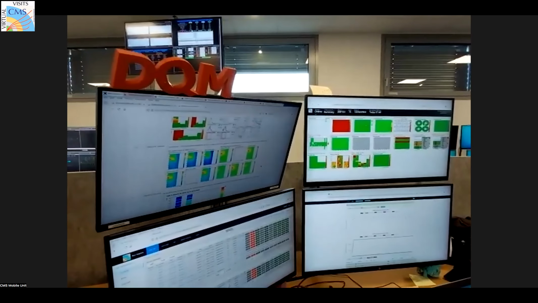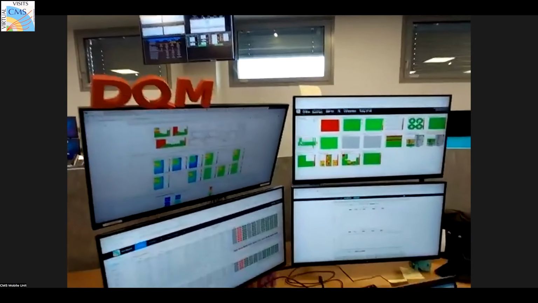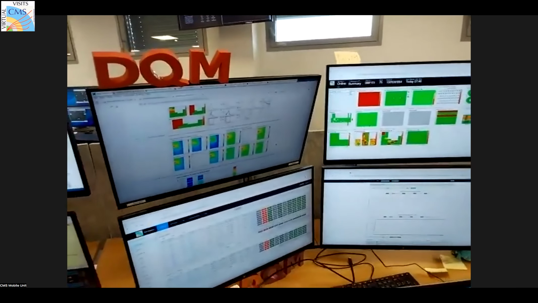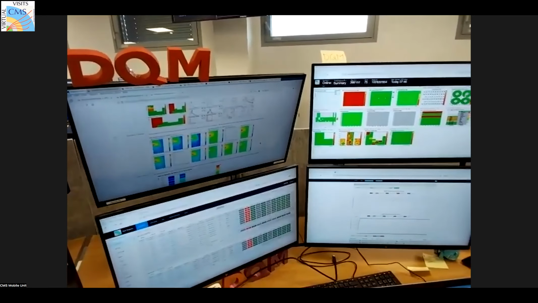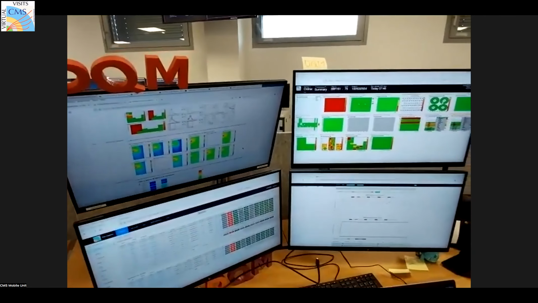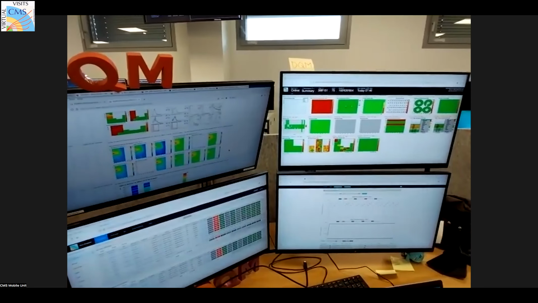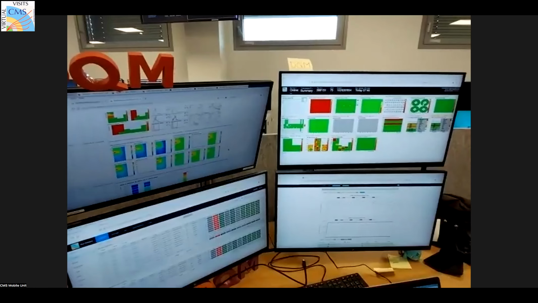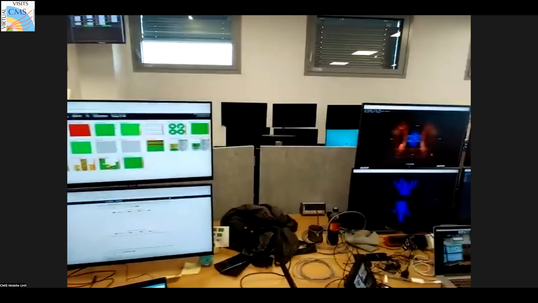So as you might understand, there's a lot of effort and rush in order to try to take data 24/7, because the LHC beam is expensive. So we need to make sure to make the most of it and take every single collision that we can. And this control room setup is exactly how we ensure this.